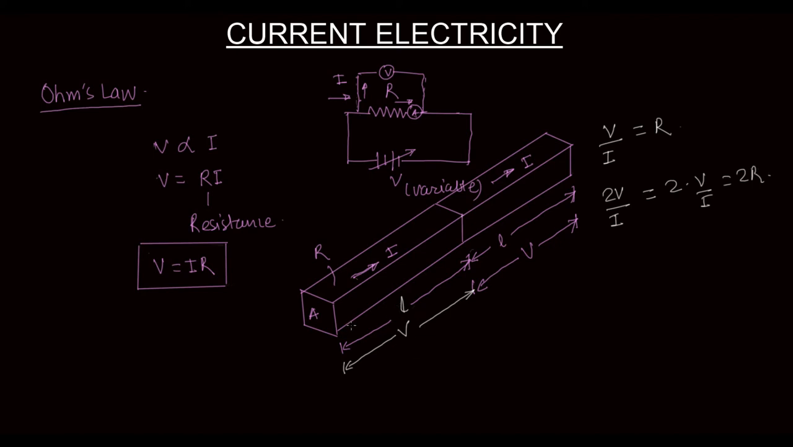Now it seems as if, since the length has doubled, the resistance also doubles, right? So I can safely write that R is directly proportional to the length. I can write that.